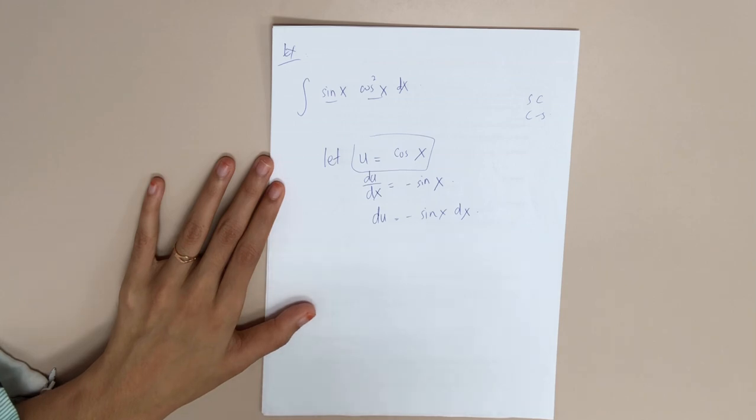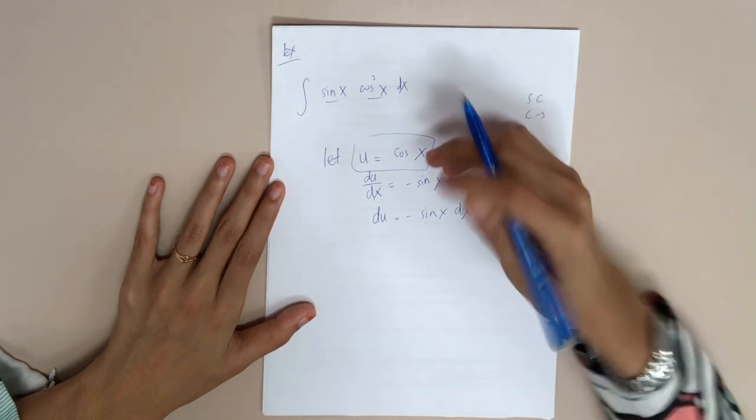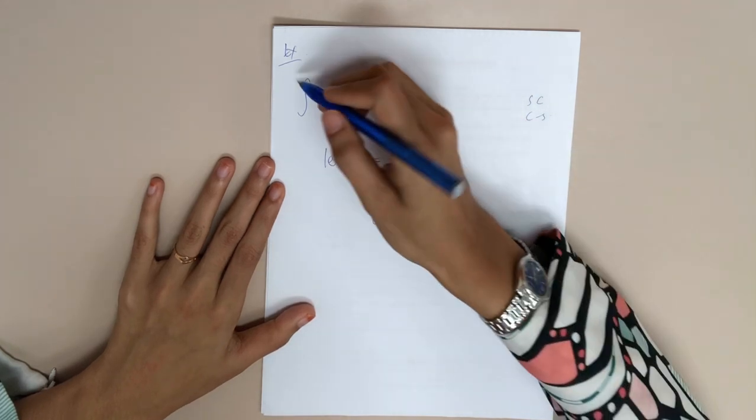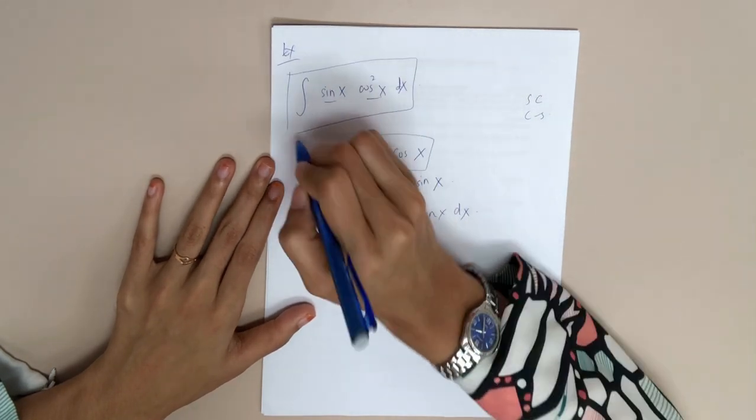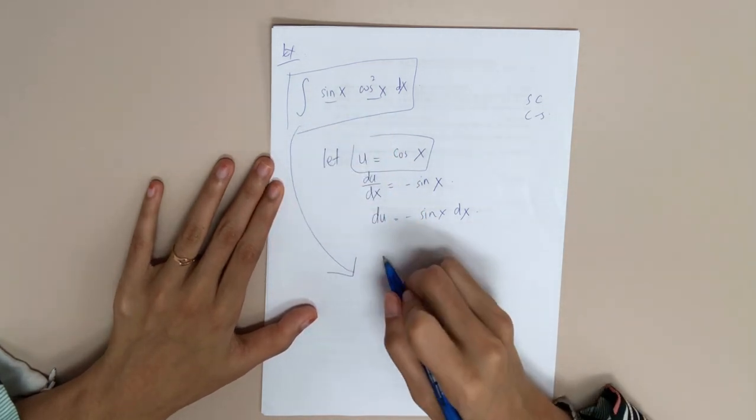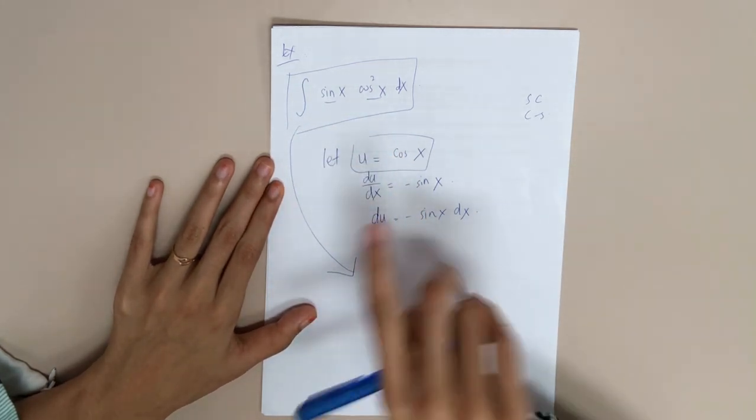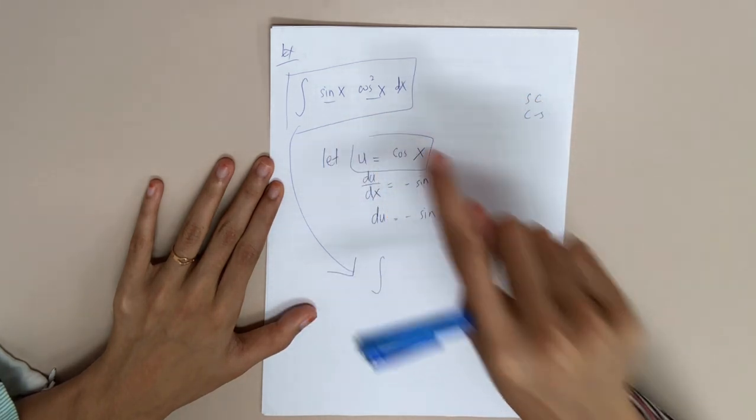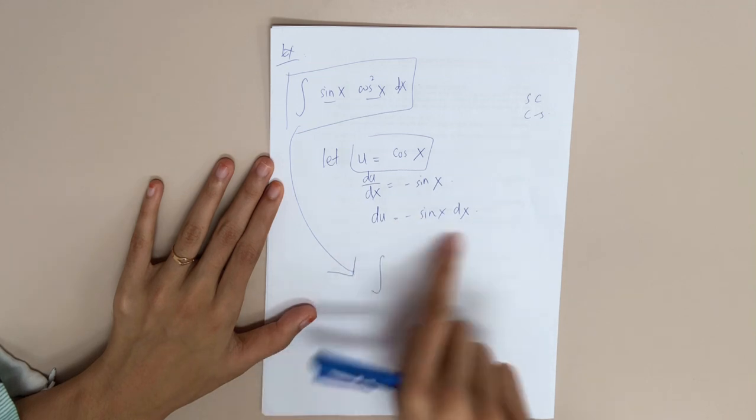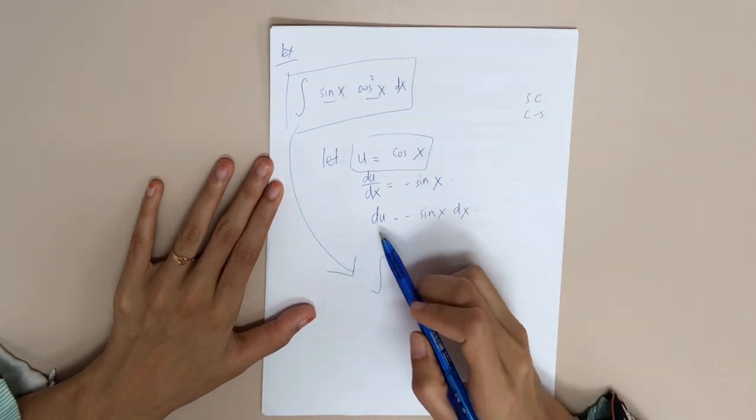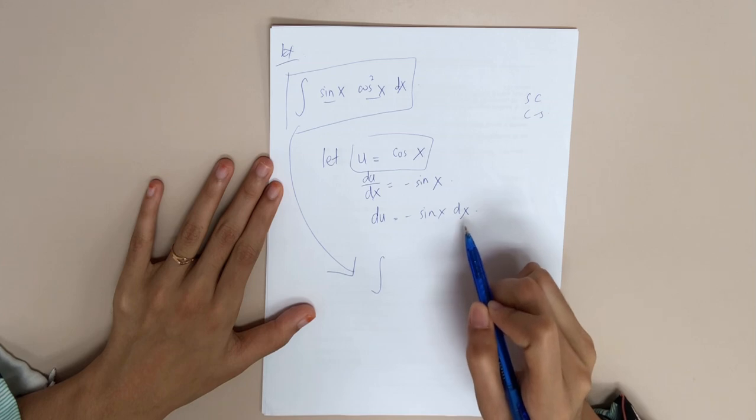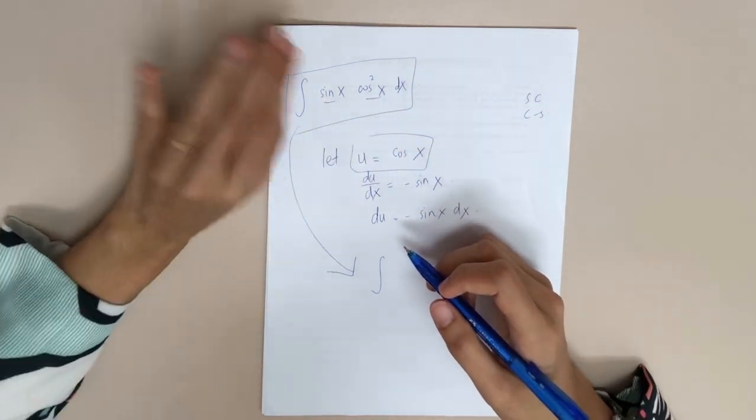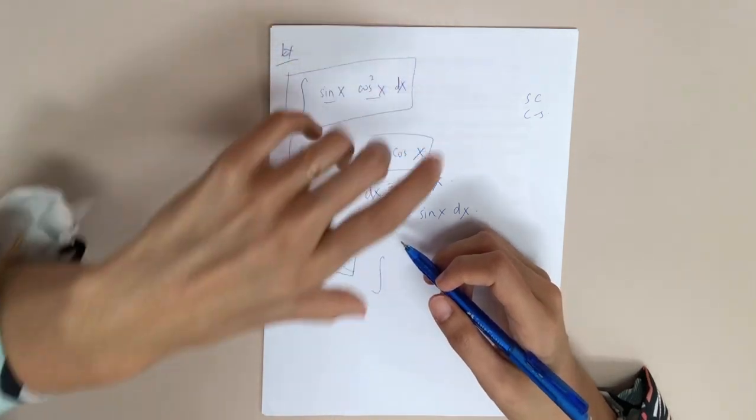Then what next? Now you refer back to your question. Can you see that inside this equation you have sin x and dx or not? Since du is negative sin x dx, do you have sin x dx or not? Actually they have sin x and dx, but not together, right?